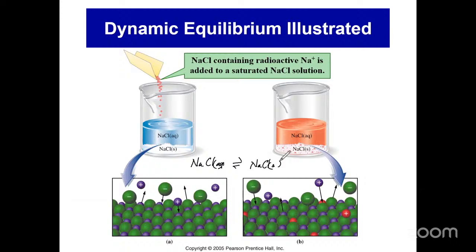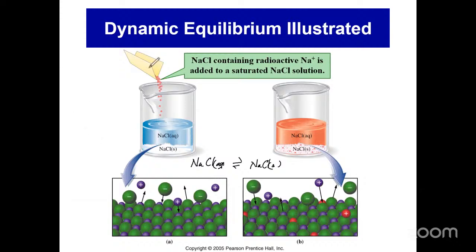Now, how do we prove that? Well, what one person did was add to this system already in equilibrium some solid sodium chloride, but this time the sodium in the sodium chloride is radioactive, so it emits radiation. We're going to talk about radioactivity later on, I think in the last chapter of this course. When you add this radioactive sodium chloride, you can detect the presence of the radioactive sodium using a special instrument known as a Geiger counter.